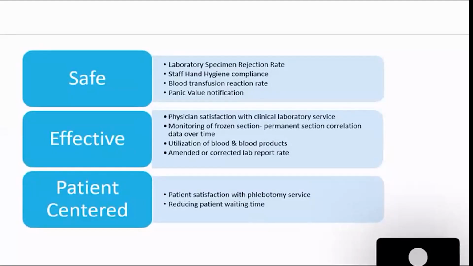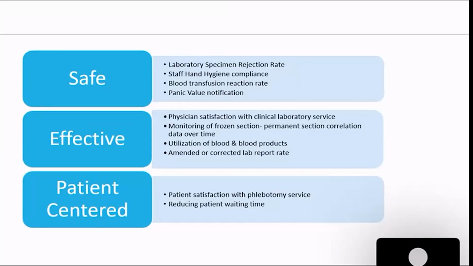Laboratory specimen rejection rate is included in the safe dimension of quality. Then staff hand hygiene compliance is one of the KPIs, because we have some main departments that are highly infectious or prone to infection, and we are directly handling biological samples, so there is a high risk of exposure. Due to that, hand hygiene is a very important requirement to monitor.